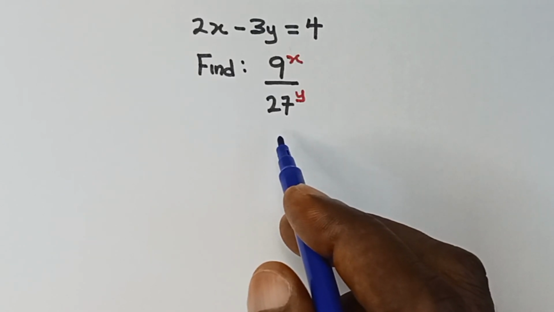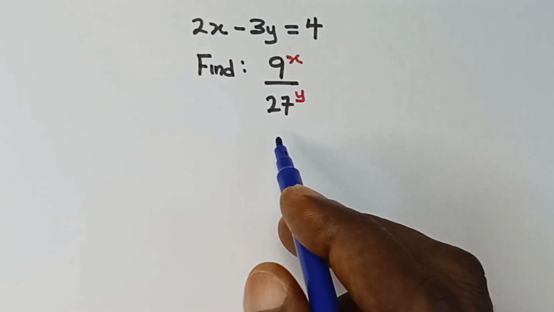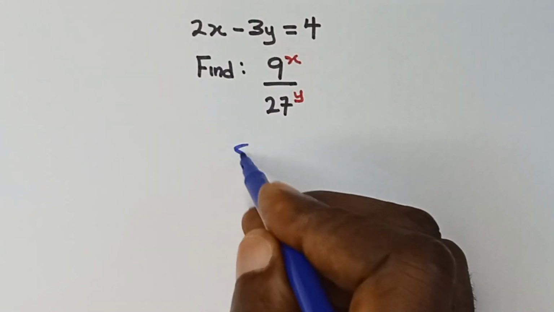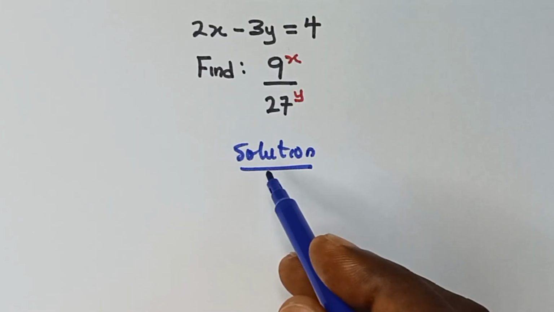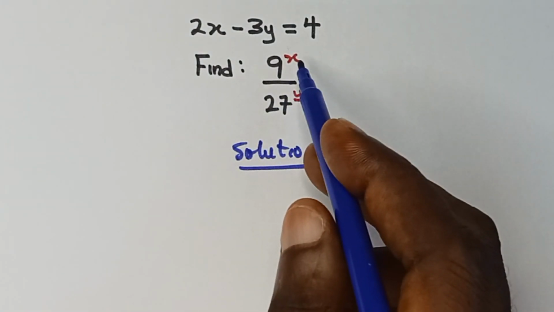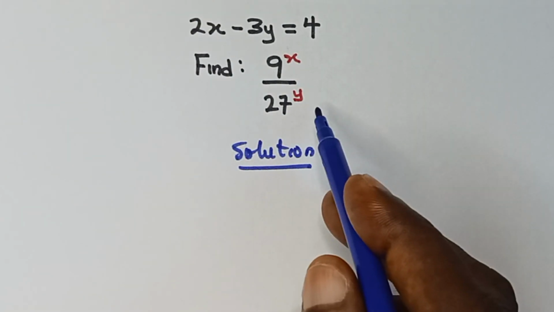In this video, I want to solve this equation. Alright, we have 2x minus 3y equals 4, and then you have to find 9 raised to the power x over 27 raised to the power y.